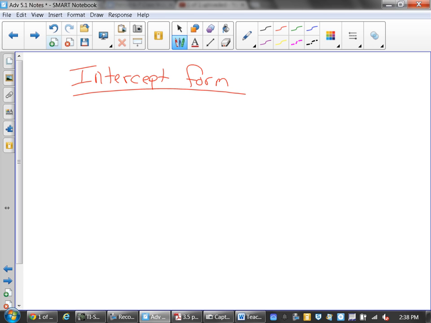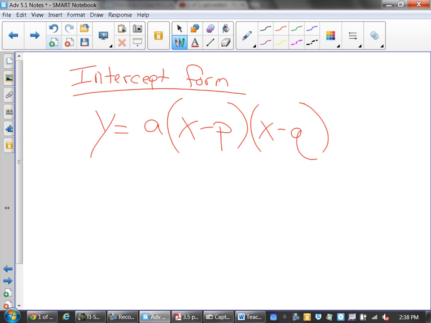It's intercept form. It's graphing via your zeros. You've done this. Trust me, I know you've done this. You find the zeros and solve for the constant. Y equals a, and they use p and q here. P's and Q's. Jinx. I can't say it unless it's a jinx.